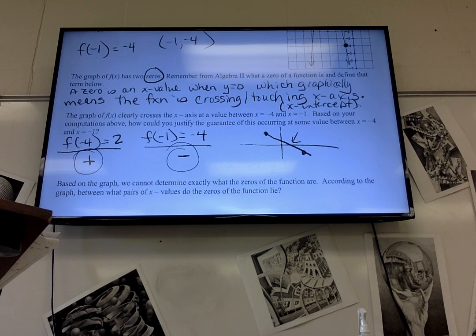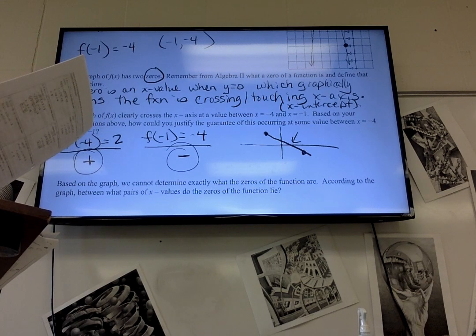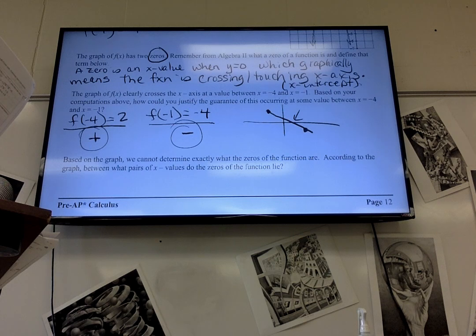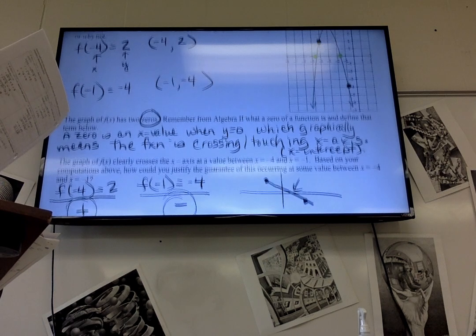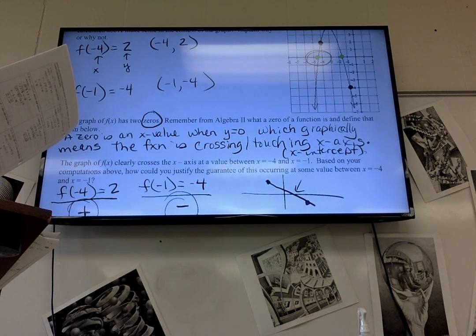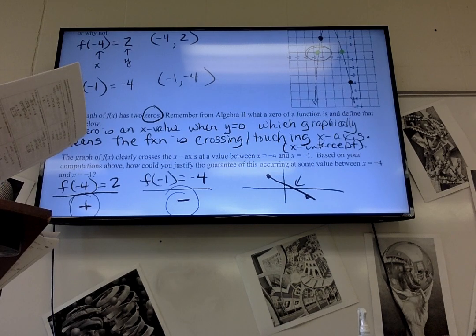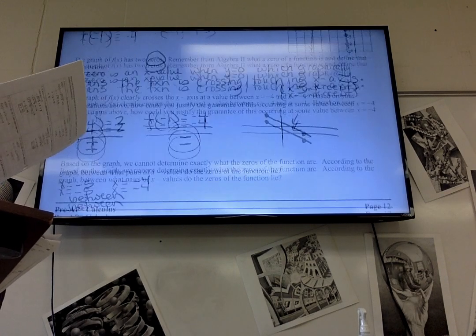Okay, so looking at the picture, we can't figure out exactly what the zeros are. But we can figure out what two x's they're in between. So looking at the picture, the zeros are between x equals what and what? Negative 4, negative 5. Yep. You can just look up here and see. Notice between negative 4 and negative 5, it crosses the x-axis. Where's the other one? Negative 1 and negative 2. Very good.